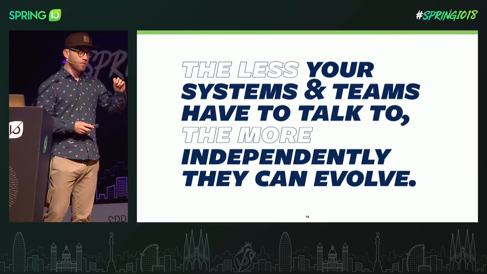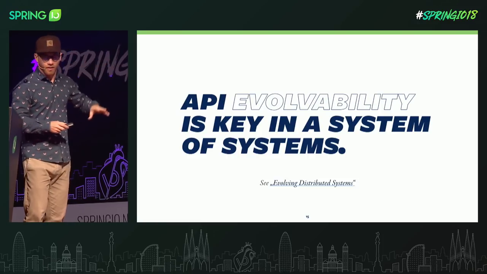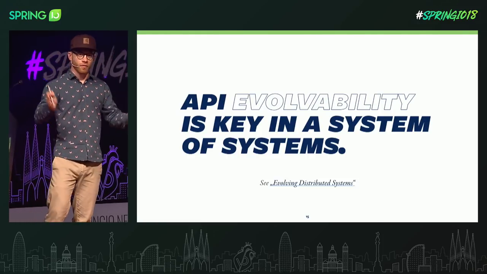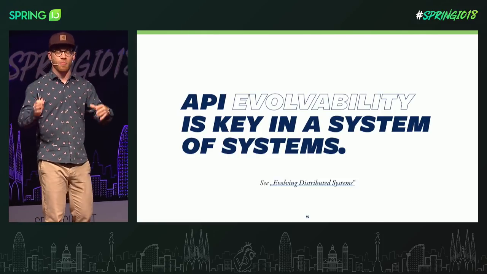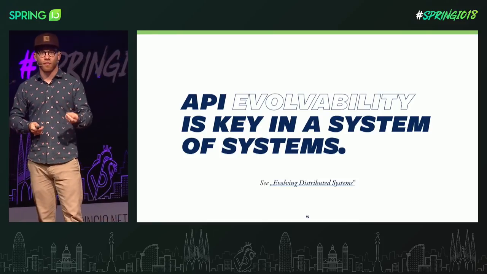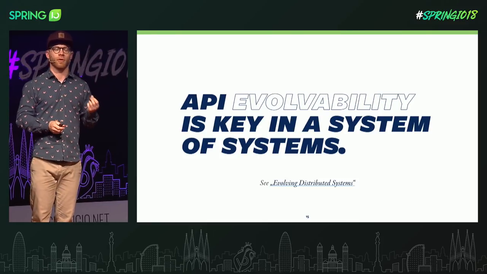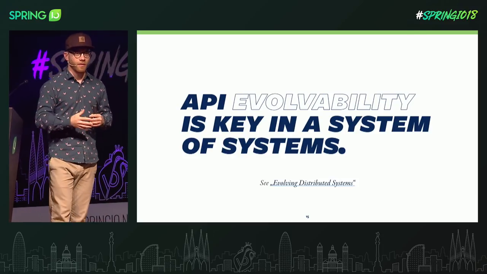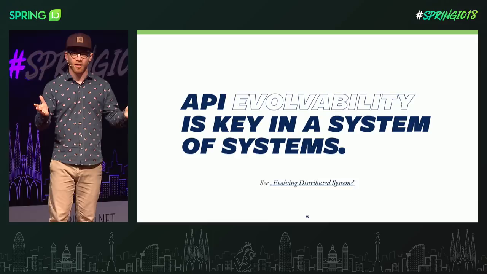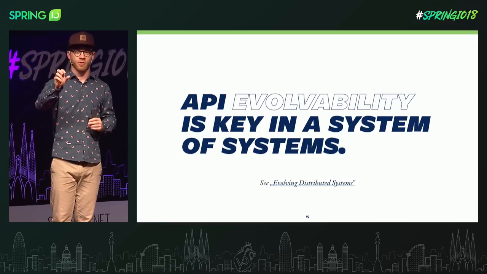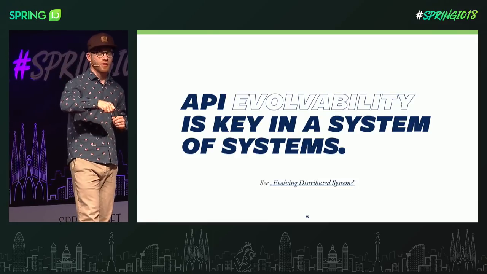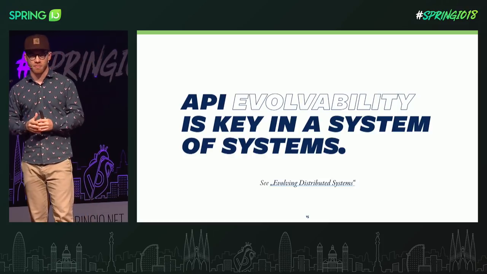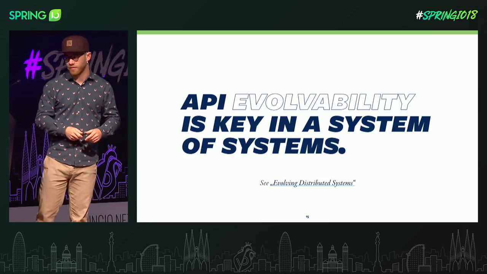So the point I'm trying to get across here is that in a world of distributed systems making up overall systems, that evolvability aspect is much more important than if you're just building a monolith, right? Because there's no point in splitting up the system if a change in one system requires you to redeploy five other systems because you basically broke that API.